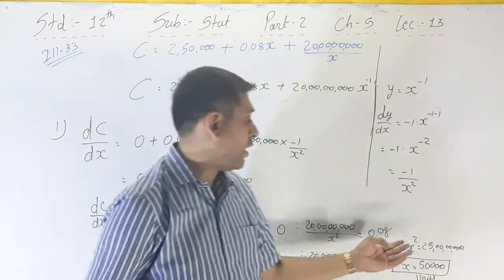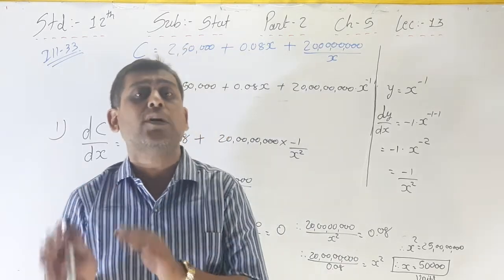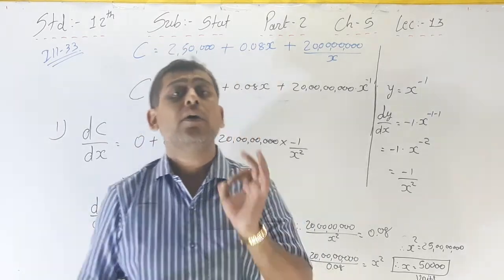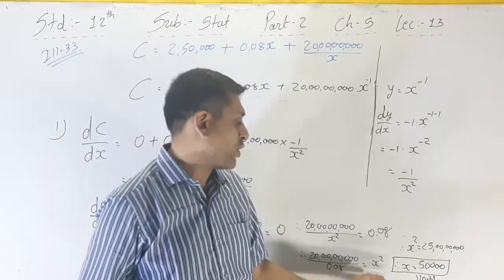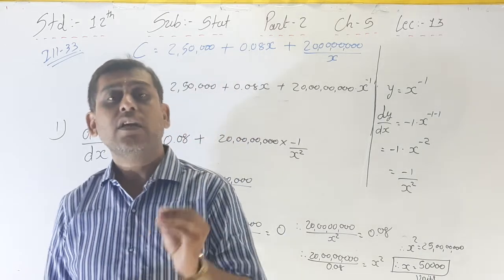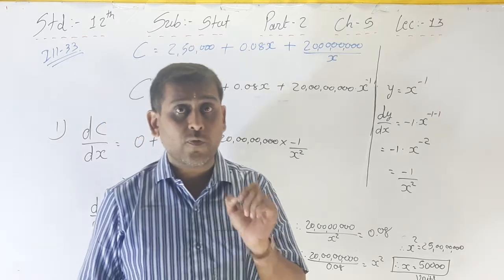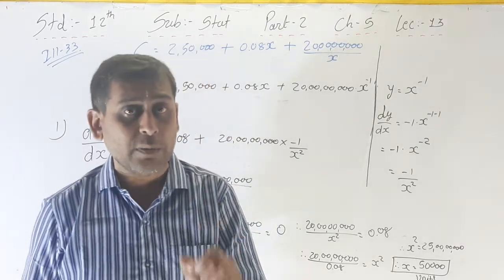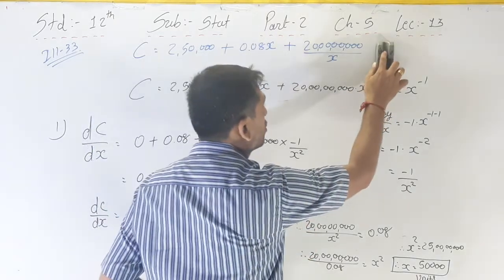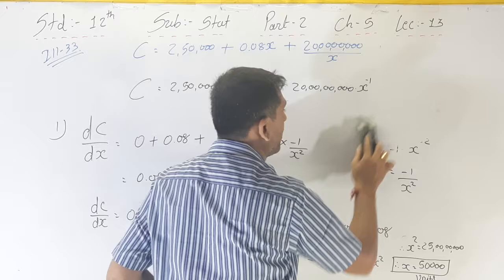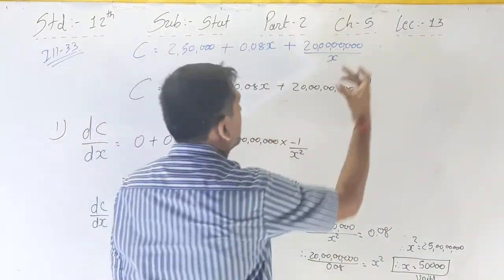Here the square root of 25 crore is minus 50,000 or plus 50,000, but the production is never negative. It must be positive. That's why your final answer is x is equal to 50,000 units, for which the cost function is minimum. But we have to fulfill the second condition also. For that I am writing here. What is the second condition? See that.